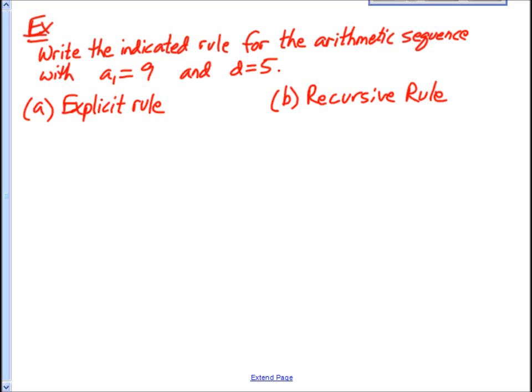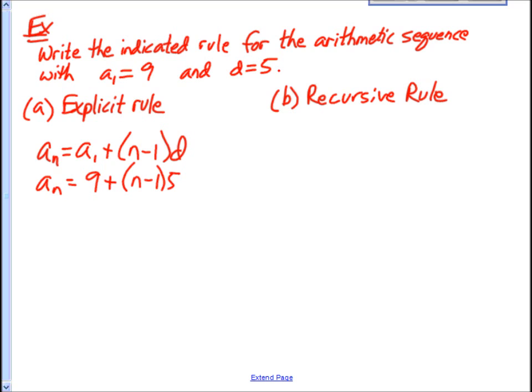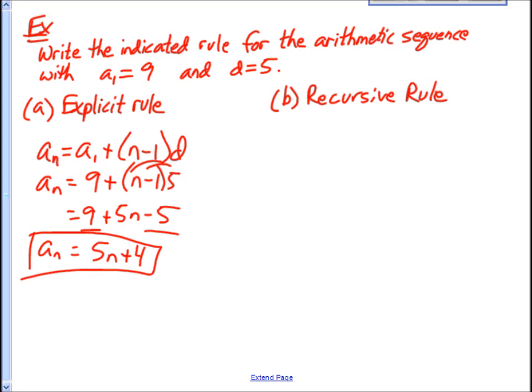Okay, so for this arithmetic sequence, the indicated rule again, where your first term is 9 and your common difference d is 5. So the explicit rule: use the old explicit rule, plug in our first term, plug in our common difference, combine like terms there, and there's our explicit rule for that arithmetic sequence.